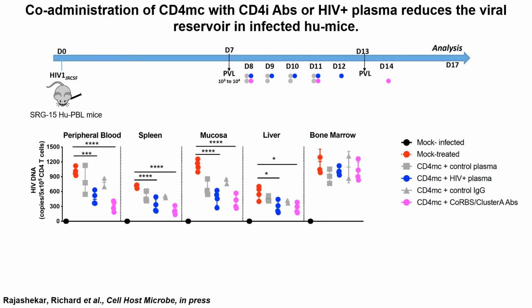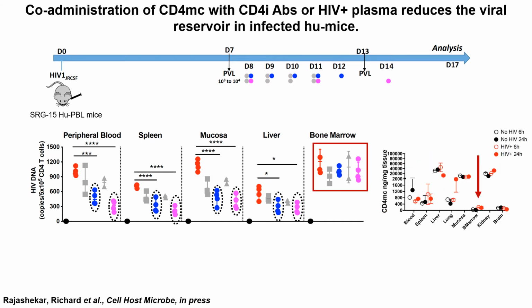To measure the HIV-1 reservoir, we evaluated the level of CD4 T cell associated HIV-1 DNA in multiple tissues. And as you can see here, we observe a significant decrease in the HIV-1 reservoir only in the mice that were treated with the combination of CD4 mimetic with either HIV-1 positive plasma, here in blue, or with co-receptor binding site and cluster A antibodies, here in pink, suggesting that such treatments significantly reduce the size of the HIV-1 reservoir in vivo. We observed no reduction in the bone marrow, which was consistent with the poor penetration of the CD4 mimetic in this tissue.